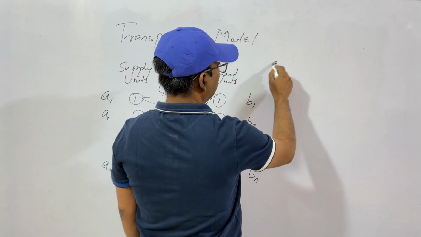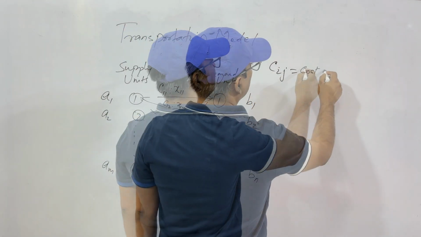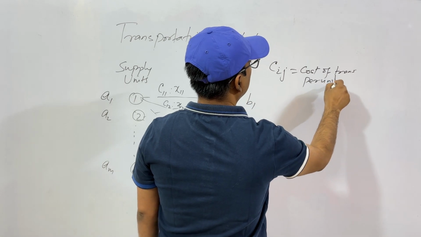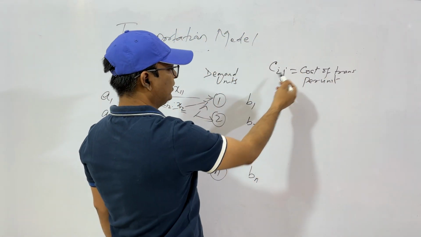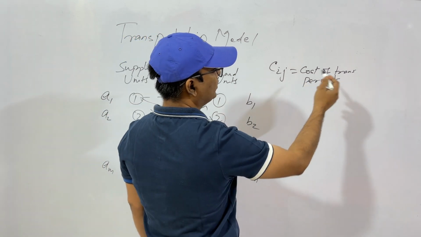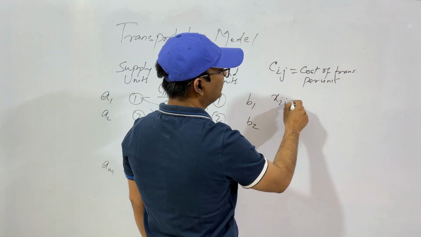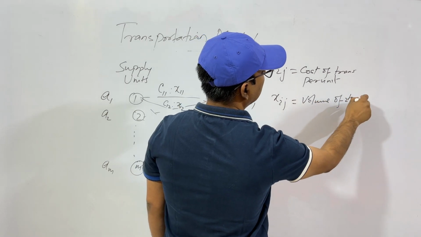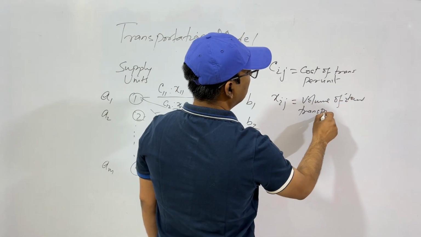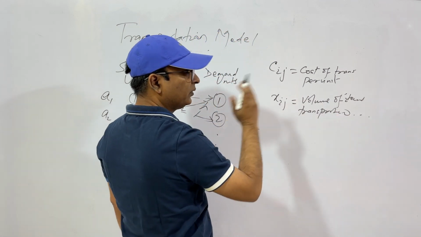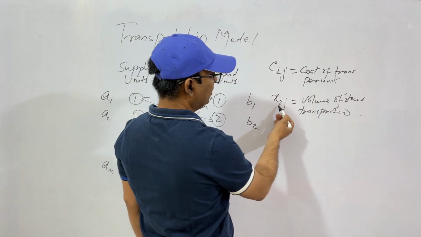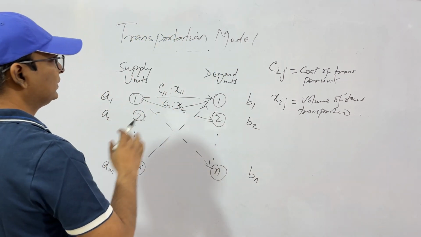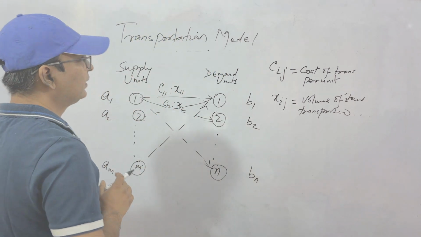So how do we write it? We say Cij is the cost of transportation per unit, where i will be from 1 to m and j will be from 1 to n. Xij will be the volume of items transported from one supply unit to one demand unit, with i from 1 to m and j from 1 to n. Clear? So this is the model. This is how we represent it.